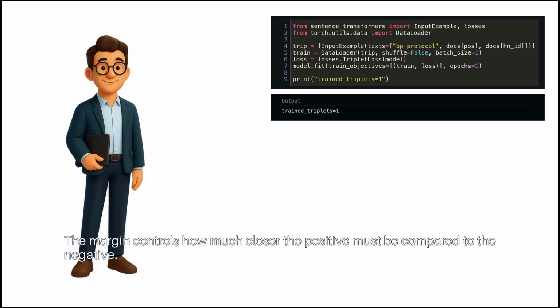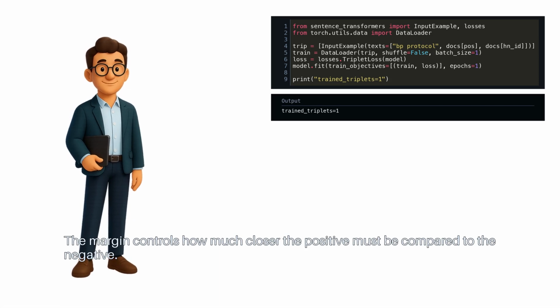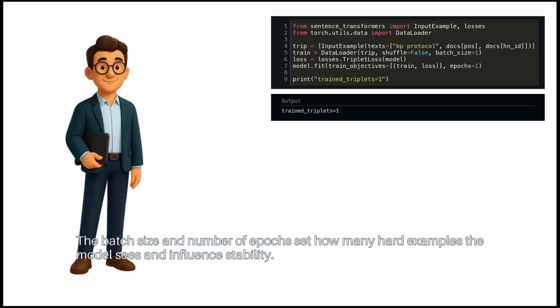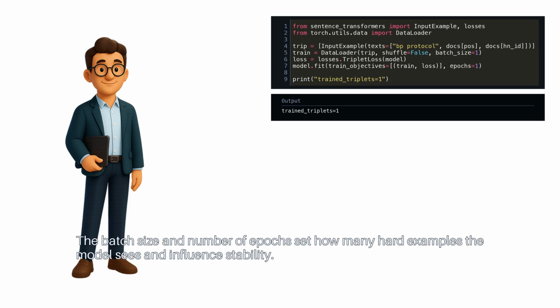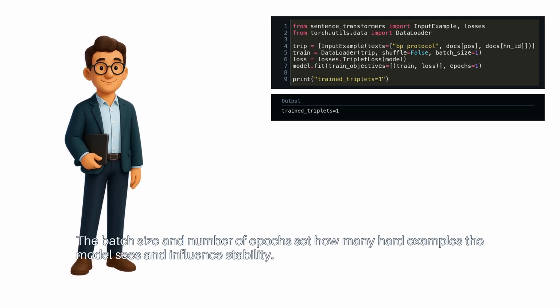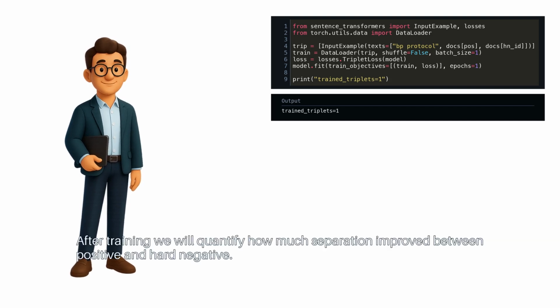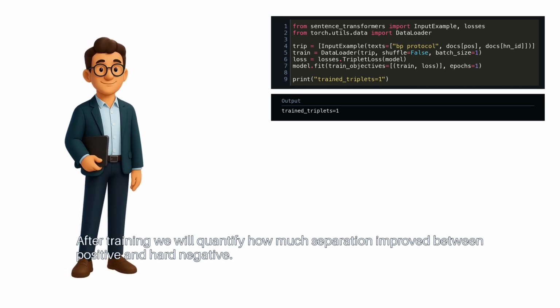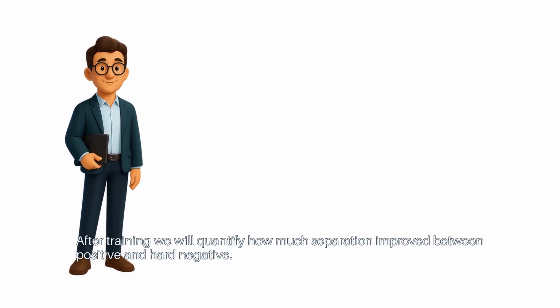The margin controls how much closer the positive must be compared to the negative. A larger margin forces stronger separation, but can slow convergence. The batch size and number of epochs set how many hard examples the model sees and influence stability. After training, we will quantify how much separation improved between positive and hard negative.